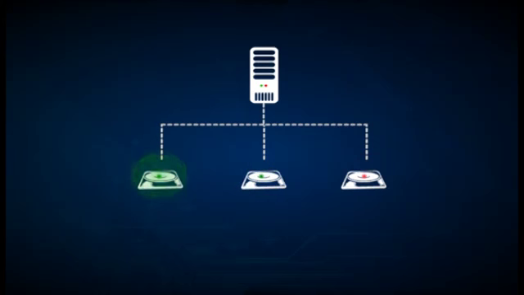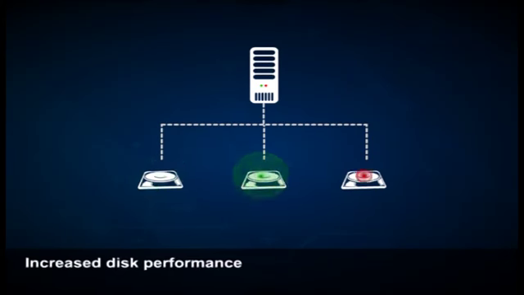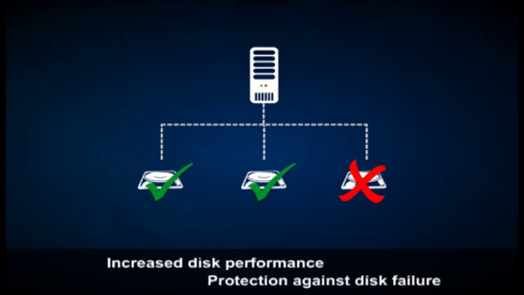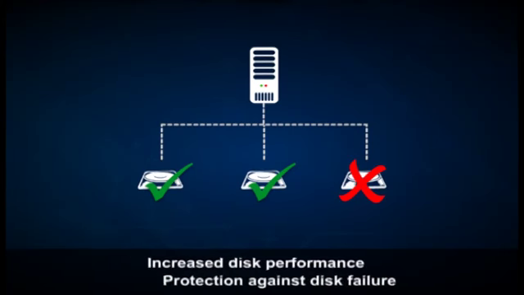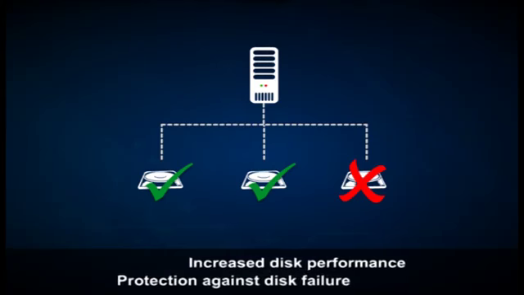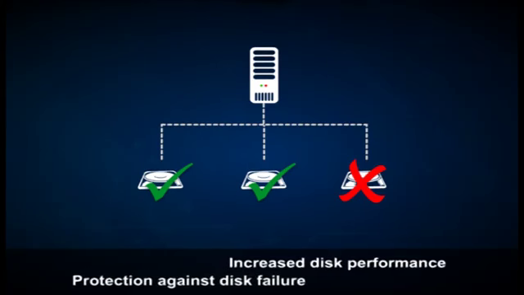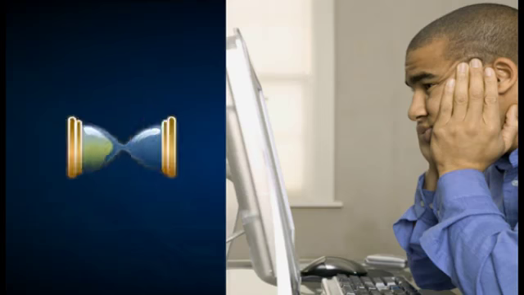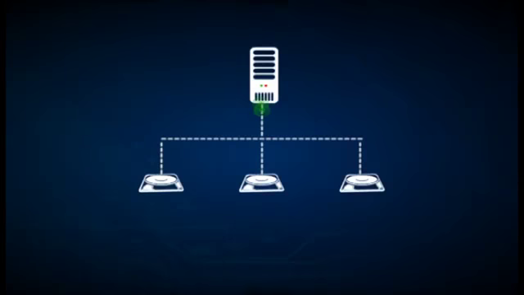RAID5 allowed us to store data with increased disk performance and also offered protection against disk failure. RAID5 can continue to function even if one of the hard drives in the RAID5 array fails. The array worked fine for 8 months. However, one fine morning the server started running sluggishly. Users experienced a slowdown in the response from the server.